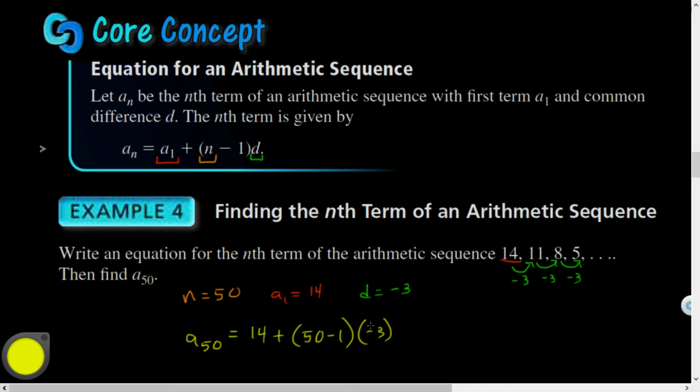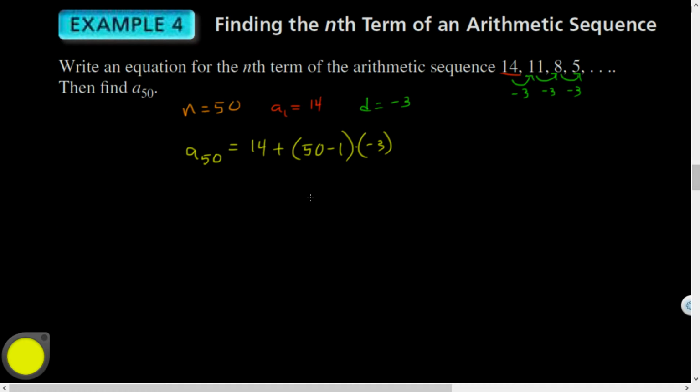Careful with this parentheses here, because d is negative, this is multiplication. If I don't put these parentheses, it will look like I'm subtracting 3. That's not what we're doing. We're multiplying by negative 3. So I labeled everything, I plugged it into the formula, and now I'm going to just simply evaluate it. Okay, so let's see. So that's 14. I'm just going to PEMDAS this. That's going to be 49 times negative 3.